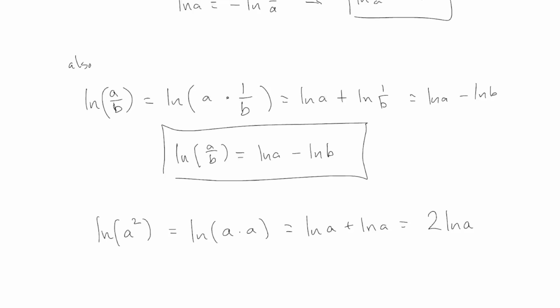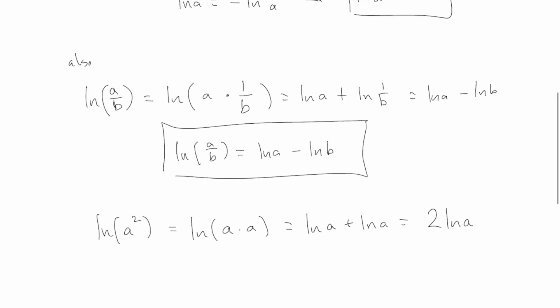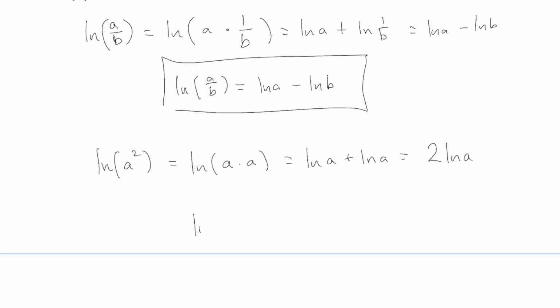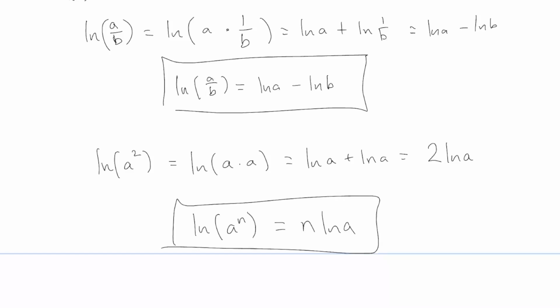What if it was a cubed? Actually, you can do the same thing. If it was a cubed, I'm not going to write this down, but you would go a times a times a, and then you add them together, but there'd be 3 of them, and you get 3 times ln a. So really, ln of a to any power is that power in front times ln a. I'm going to write that. And this is our last important rule about the natural log: ln of a to the n is n times ln of a.